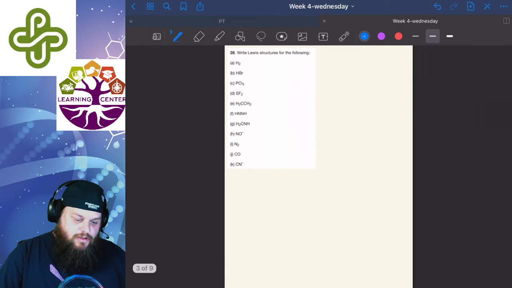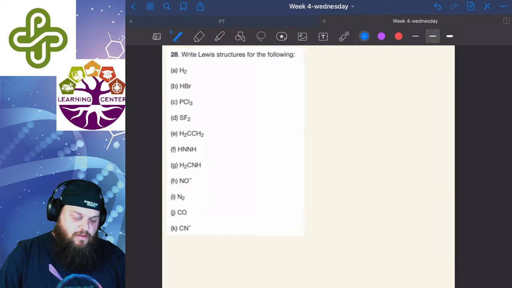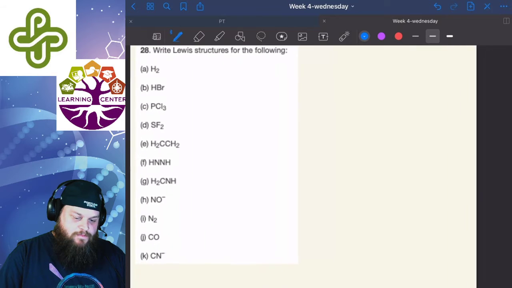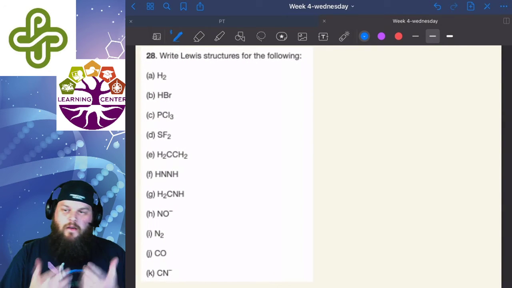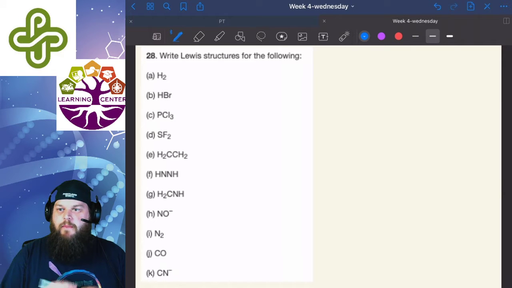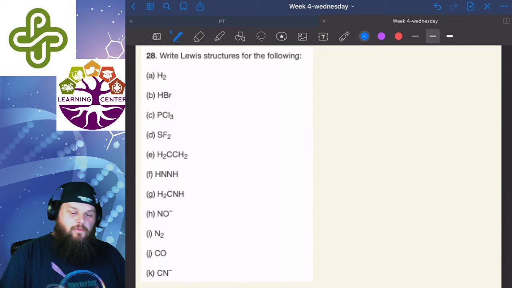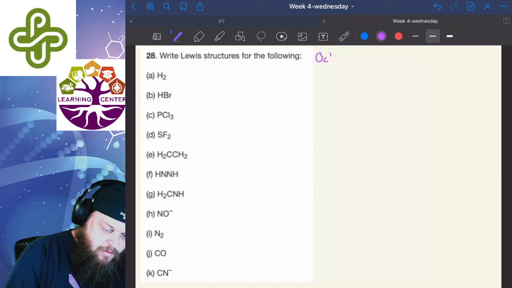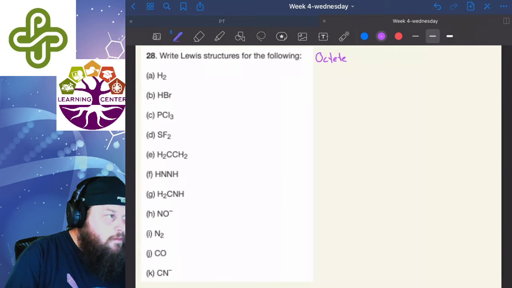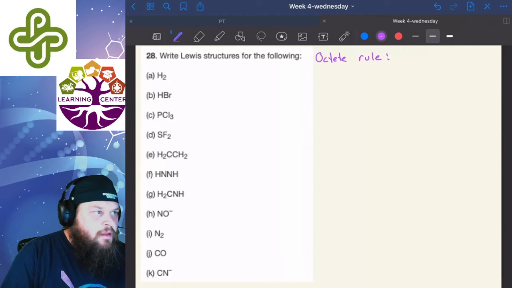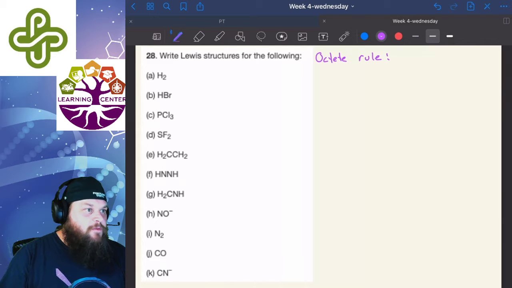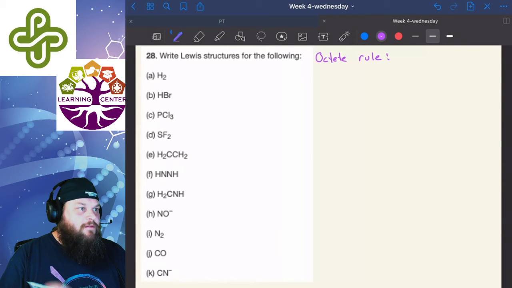So now we're going to jump into some Lewis dot structures. There's really one simple rule we want to follow. We want to make sure that we account for all the valence electrons and that everything follows the octet rule. The octet rule states the tendency of a main group of atoms to form enough bonds to obtain 8 valence electrons.